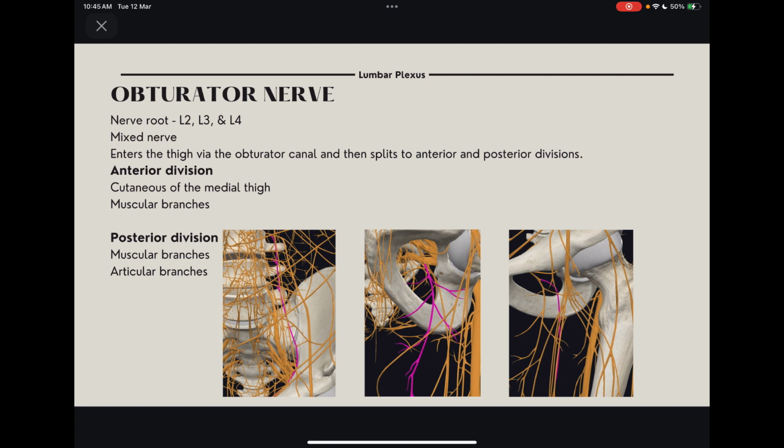The obturator nerve, similar to the femoral nerve, also has the nerve root L2, L3, and L4. It is a mixed nerve, so it will give both a cutaneous and a muscular or motor supply. We have this big opening, we call it the obturator foramen. It will be covered by a membrane except for a small opening, and we call that opening the obturator canal. This is where the obturator nerve will enter, and then it will split into an anterior and a posterior division. Both divisions are going to give muscular branches, but the anterior is the part that will give the cutaneous supply of the medial thigh, and the posterior will also give articular branches.